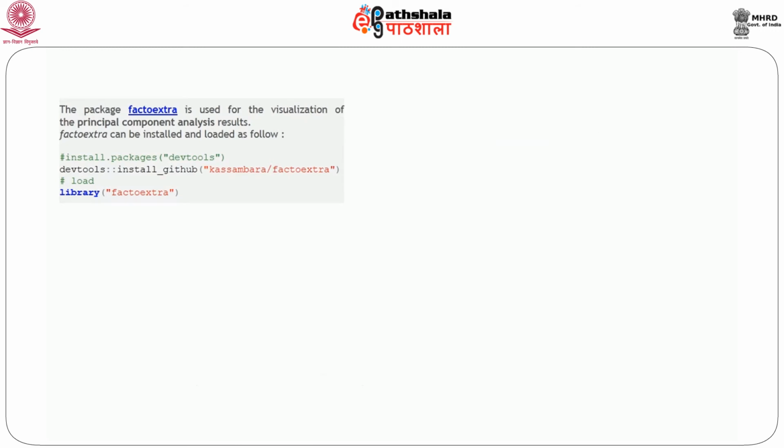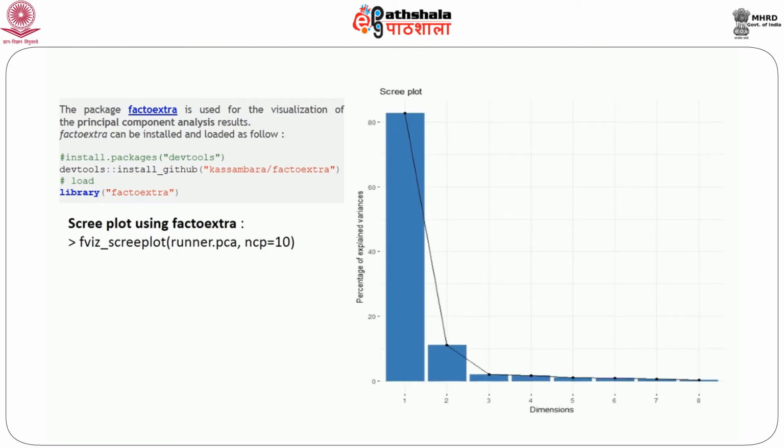Instead of using base graphics, we can also use the R package factoextra for various visualizations of principal component analysis. The package can be installed and loaded as follows. Under the package factoextra, the R command fviz_screeplot followed by the R object of the class prcomp will give the scree plot. So, this is how the scree plot looks like as we saw before.